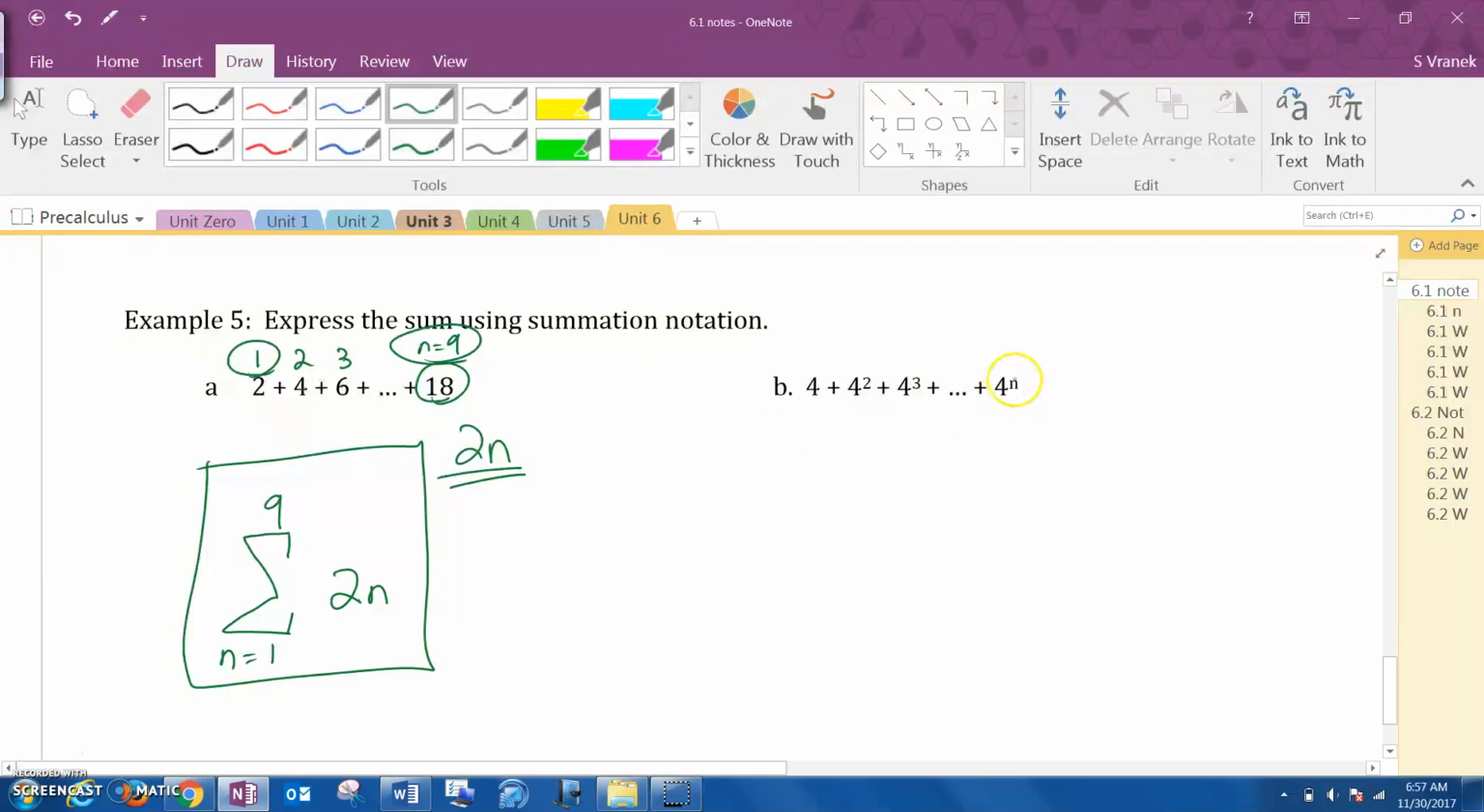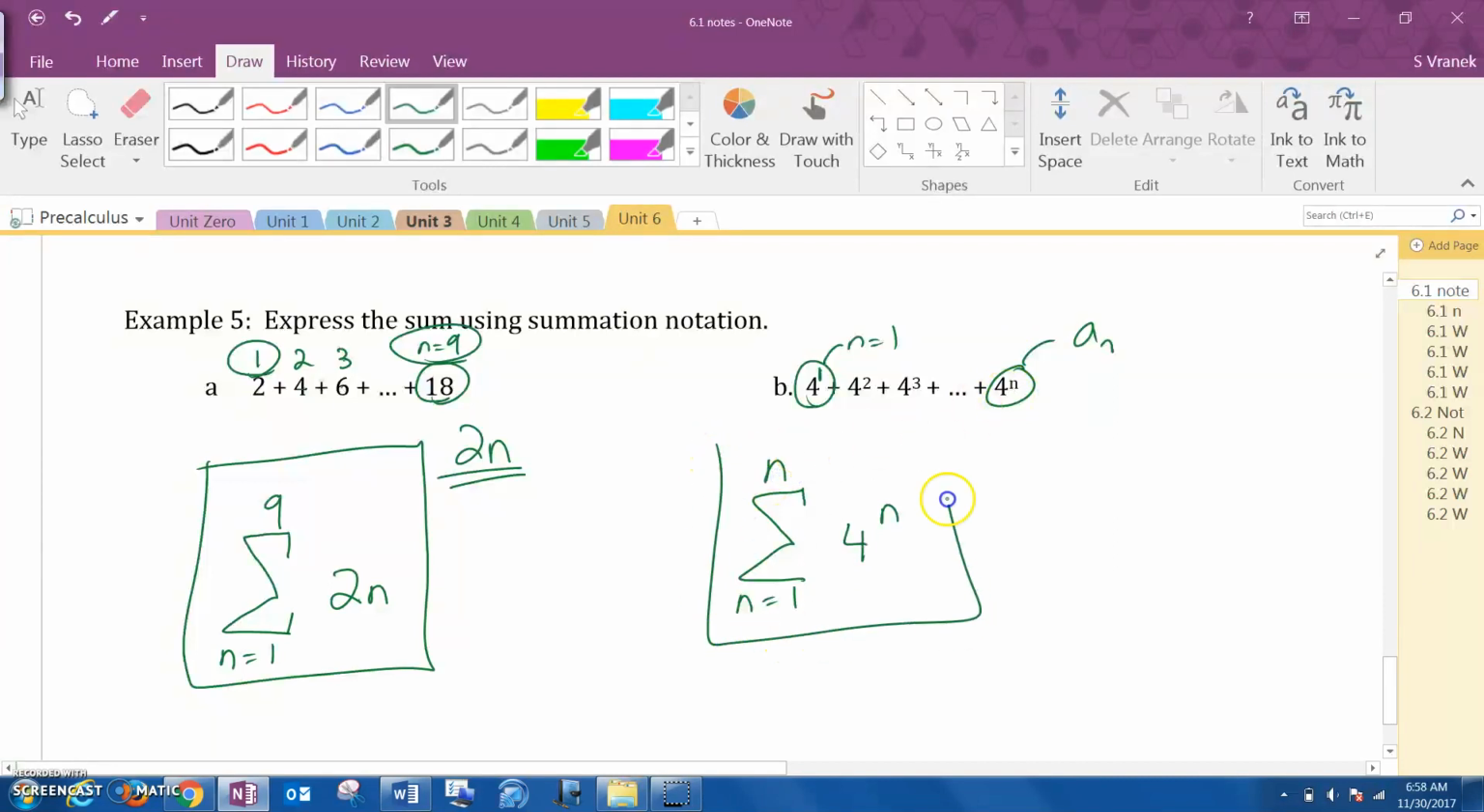If you see a sequence where it ends with an n, that is your nth term already. That is a sub n, so you don't even have to do any work. I'm going to just write 4 to the n. And we know that this one starts when n is 1. And when does it end? Well, we don't know, so instead of putting a number up here, if you have it as an n in the final one, you just put an n on top. We're just going to go to n. So that's how that one works.